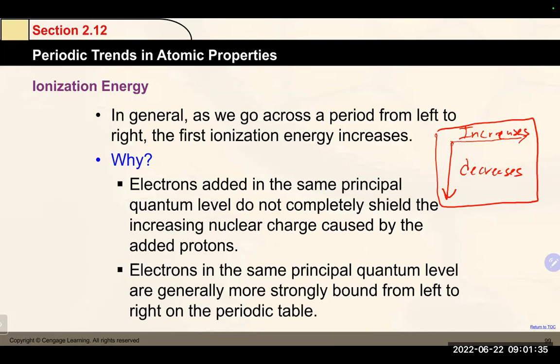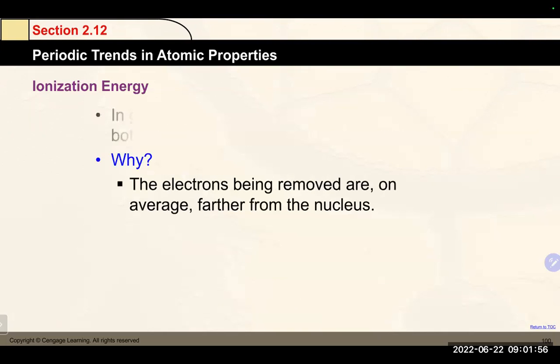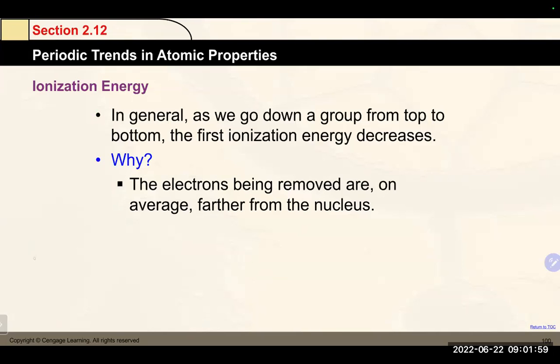So again, electrons added in the same principal quantum number do not completely shield the increased nuclear charge caused by the added protons. Electrons in the same principal quantum level are generally more strongly bound from left to right. There's one thing that was also referred to as effective nuclear charge, sometimes referred to as Z effective. And that's sort of the charge that electrons feel within an atom.